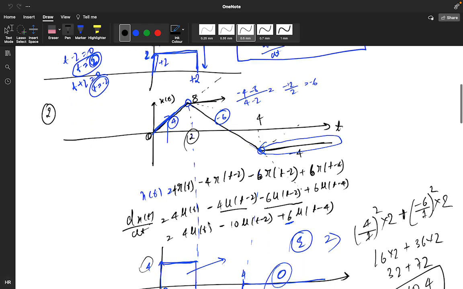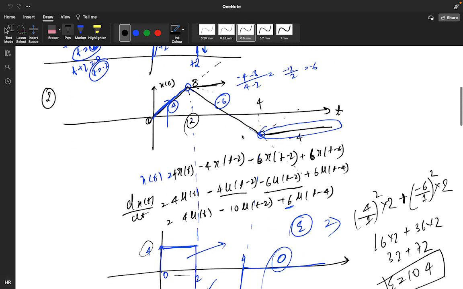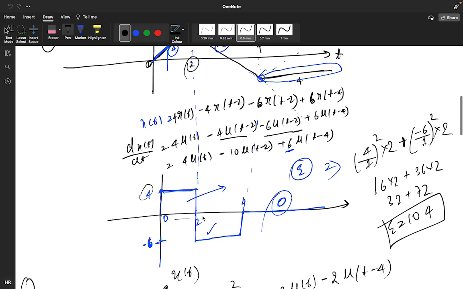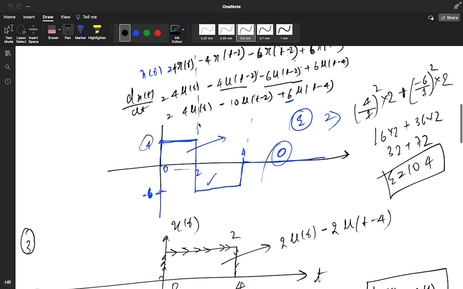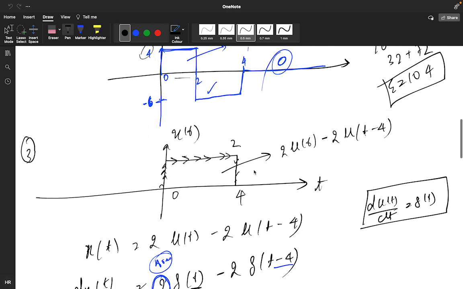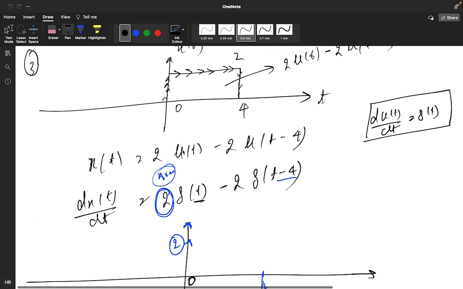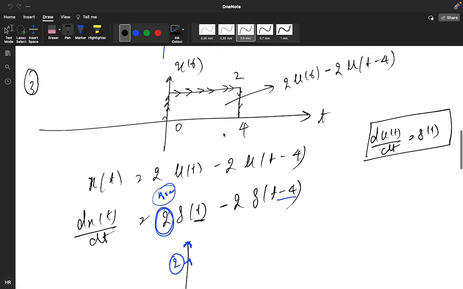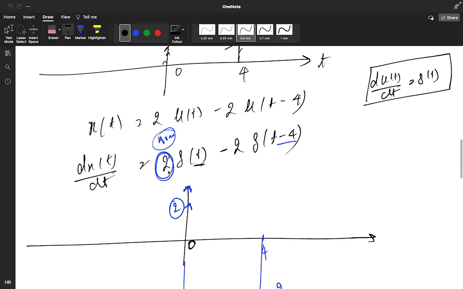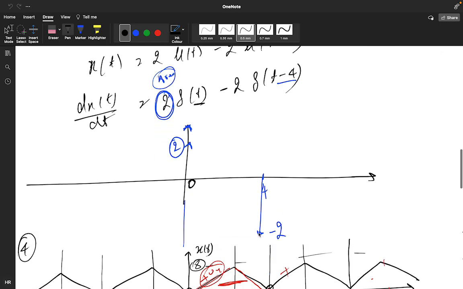Now you have a triangular pulse like this. Again you need to find the signal of this graph, then differentiate it, and you will get this kind of signal: 4u(t) minus 10u(t minus 2) plus 6u(t minus 4). And here the signal is 2u(t) minus 2u(t minus 4). If you differentiate it, you will get the impulse signal. This denotes the area, not magnitude, so this will be minus 2.